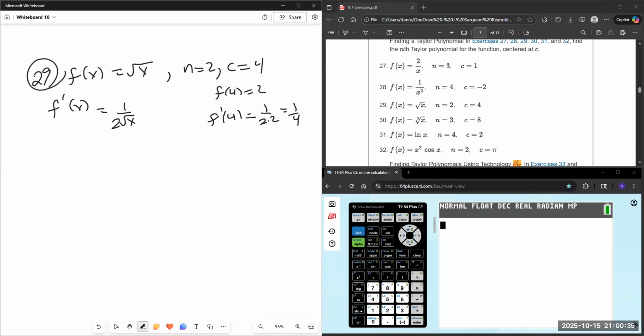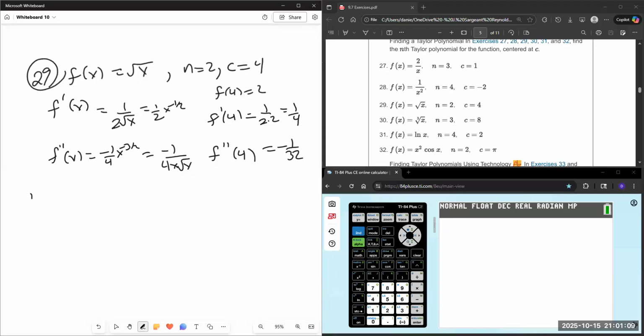f double prime of x is negative 1 half times 1 half x to the negative 1 half. So this is negative 1/4 x to the negative 3 halves, or negative 1 over 4 x root x. f double prime of 4 is negative 1 over 16 times 2, which is negative 1 over 32.